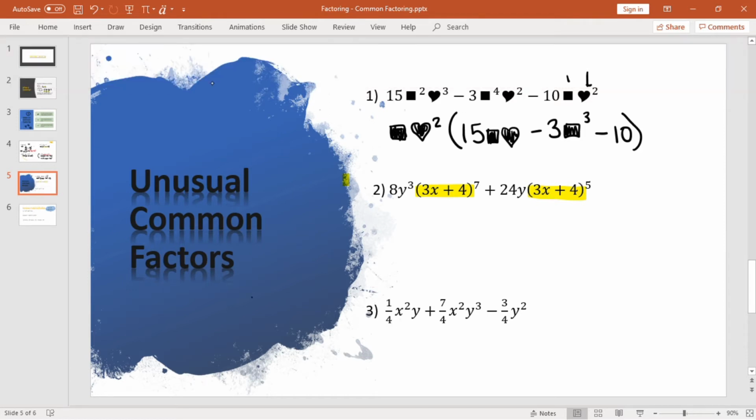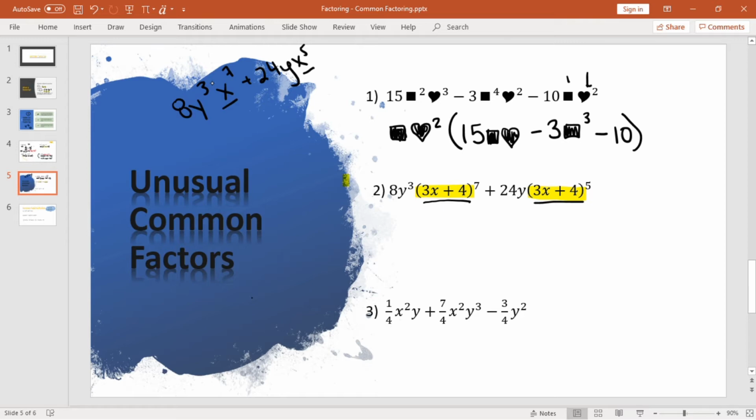Like if I had shown you an equivalent question for number 2, where it was 8y cubed x to the power of 7 plus 24y x to the power of 5 instead of (3x + 4) to the power of 7 plus 24y (3x + 4) to the power of 5. People have no trouble dealing with the x's. People have trouble wrapping their mind around the 3x plus 4. Same. Just go ahead and do it. All right, so let's look at this.